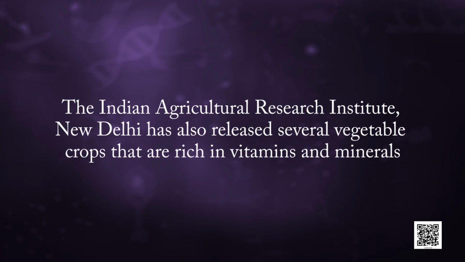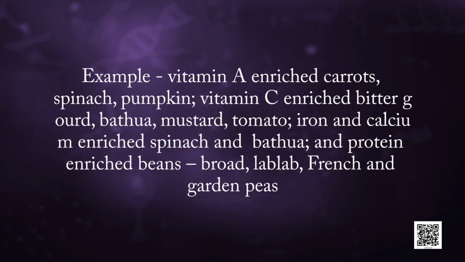The Indian Agricultural Research Institute, IARI, in New Delhi has also released several vegetable crops that are rich in vitamins and minerals. For example, vitamin A enriched carrot, spinach, pumpkin, vitamin C enriched bitter gourd, bathua, mustard, tomato, iron and calcium enriched spinach and bathua, and protein enriched beans and garden peas.